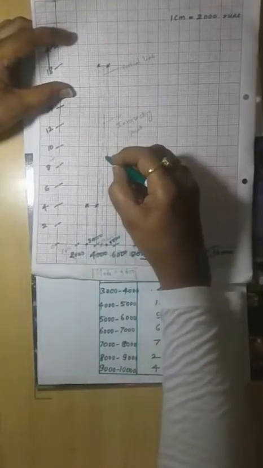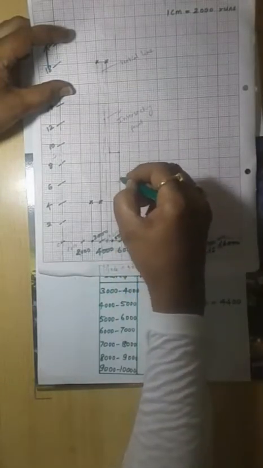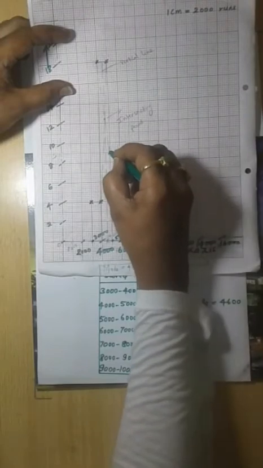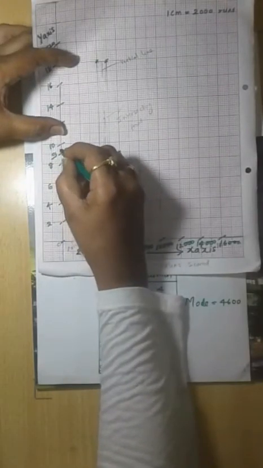Next similarly 5000 to 6000 it is 9. So 5000 is this one up to 6000. So up to this point it is value 9. Here 8 and 10, in between you will get the value 9. So this point will be 9.